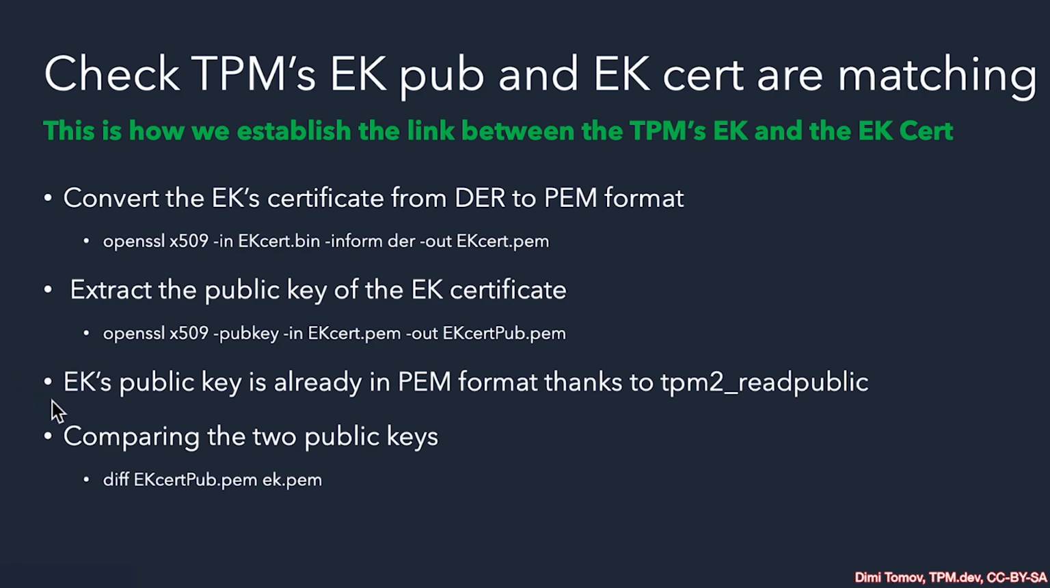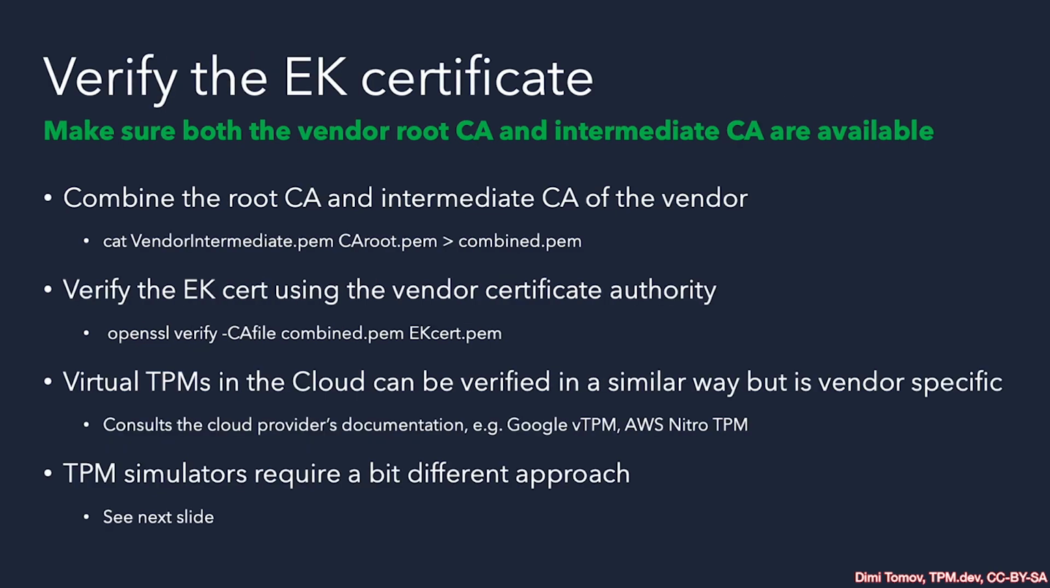And from the PEM format of the EK certificate, we're extracting just the public key that we're interested in. From there, we already took the EK public key from the TPM using the TPM2_readpublic tool. And now we can just compare the two public keys using diff or any other tool. This way, we establish a link that the EK certificate we have and the TPM EK that is currently present are linked. To make sure that we're using a genuine TPM, we need to walk the chain of trust of the certificate and verify it.